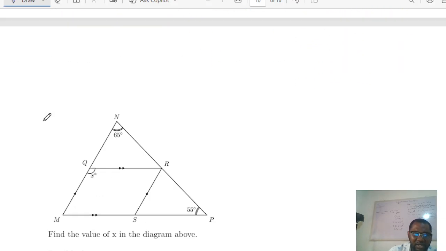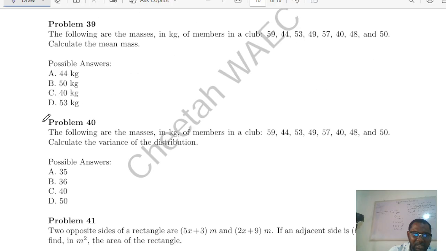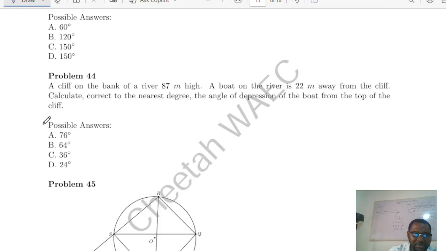Okay, this is quite tedious. Let me quickly peep. Ouch, it's still long.